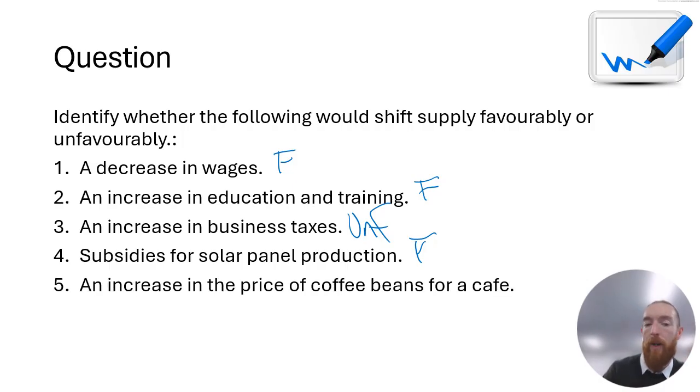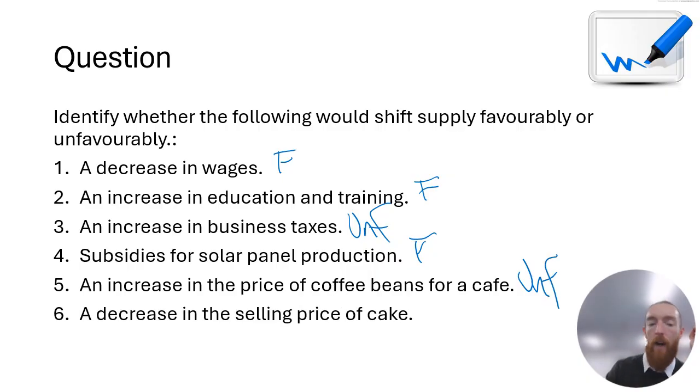If there's an increase in the price of coffee beans for a cafe, that is an increase in your cost of production, and therefore that is unfavorable. And then finally, a decrease in the selling price of cake, that is just a contraction or expansion. If there's a decrease in the selling price, that is a contraction of supply, as it is now less profitable for you to sell cake.